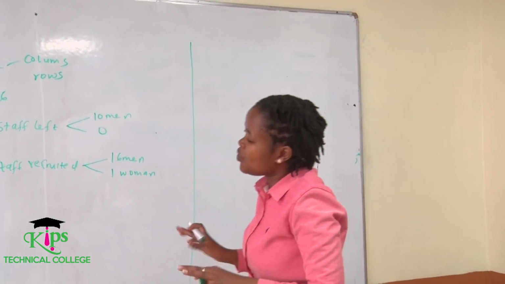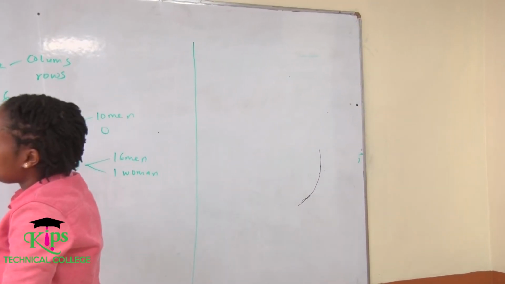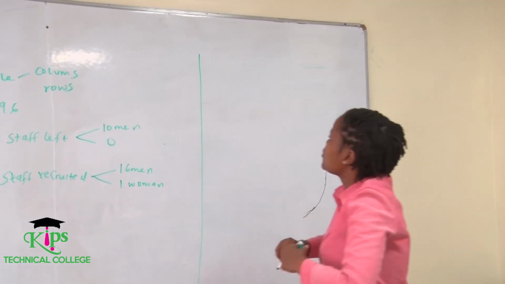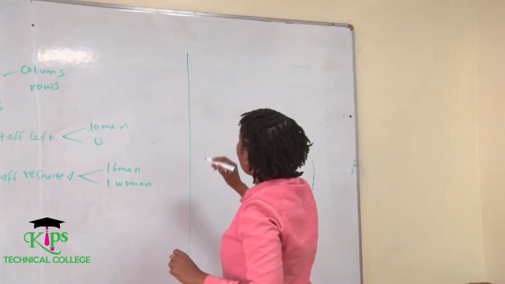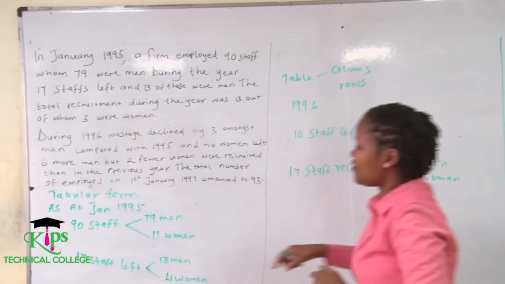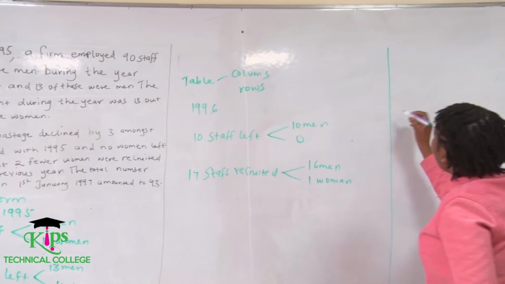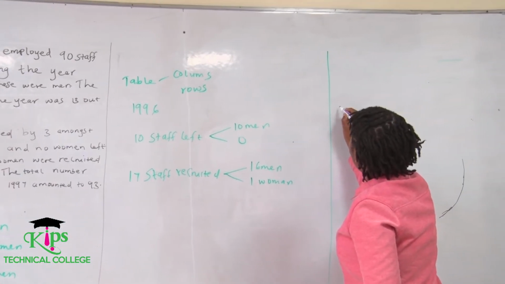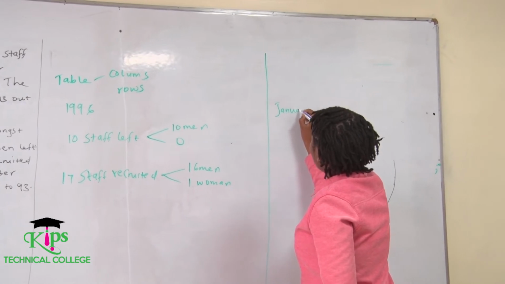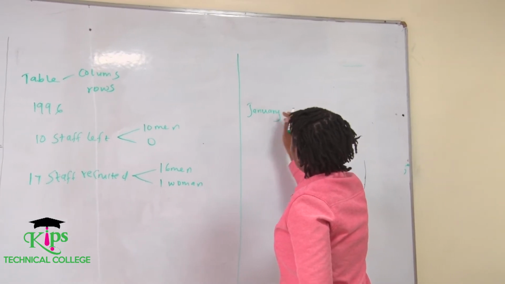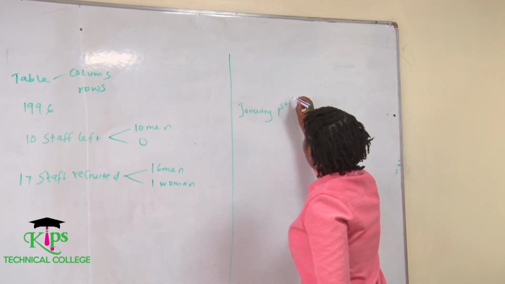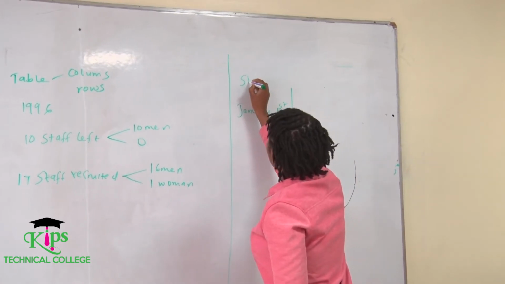So in this case, you have to check your information first and decide how you want your table to look like. We have the key things: the staff at the beginning of 1995, that is January. So we have staffs at January 1st, the staff in a company. So these will basically be staffs.